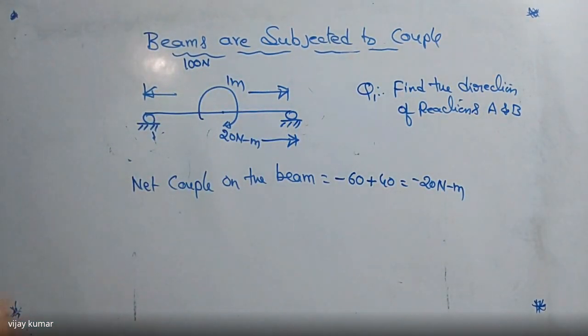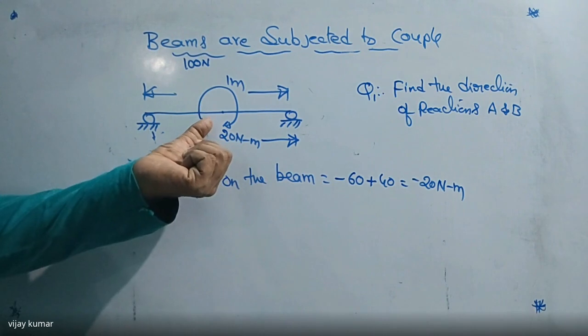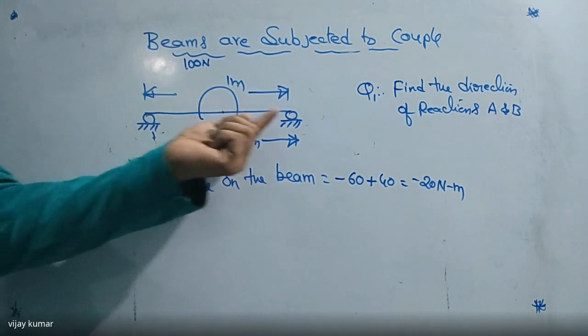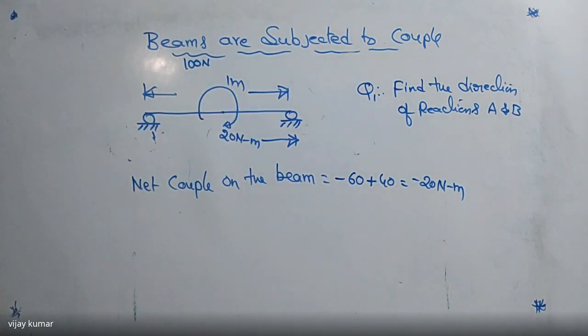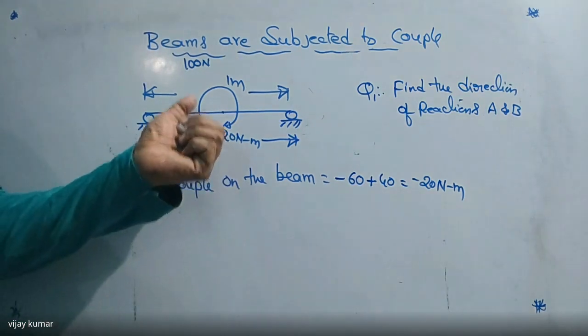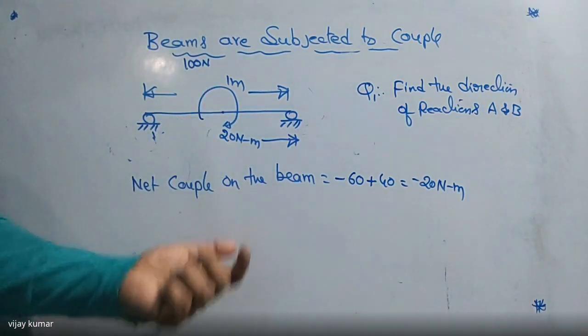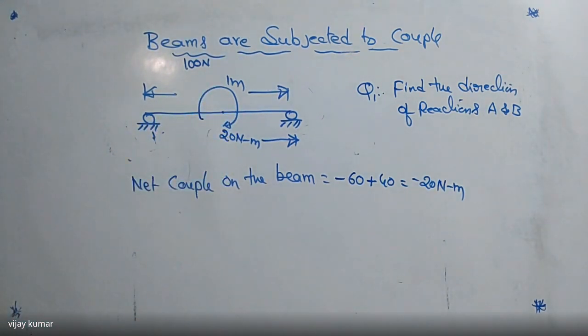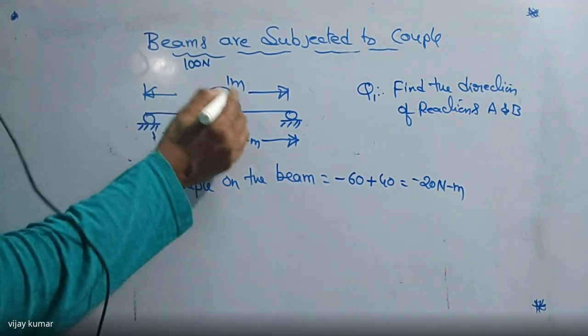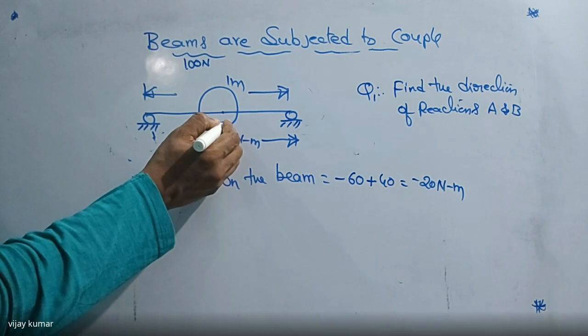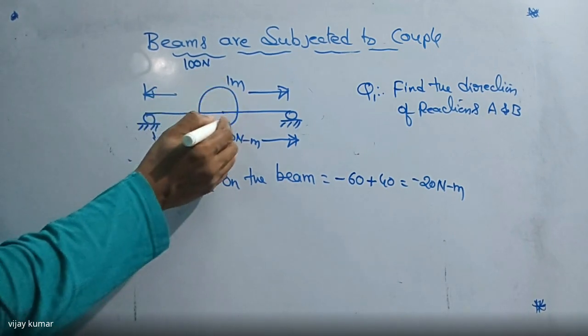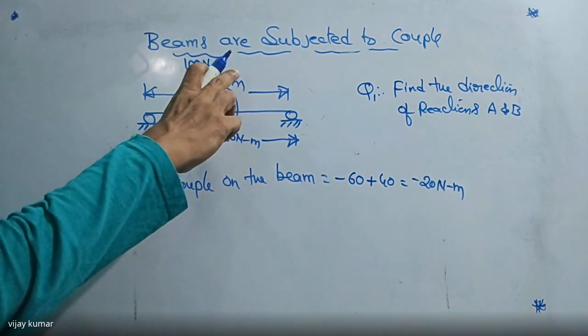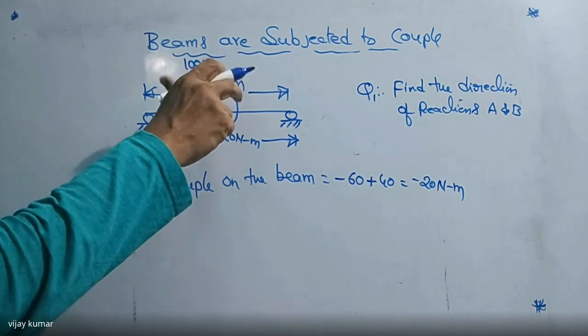So this is the net couple on the beam due to the two couples which are acting at the two supports. First of all, find the net couple and replace the net couple at the center of the beam. Then we are going to find the reactions at the support now. Now tell me, when this net couple is acting exactly at the center of the beam, it is always clockwise direction. Then the beam always tries to rotate in clockwise direction.